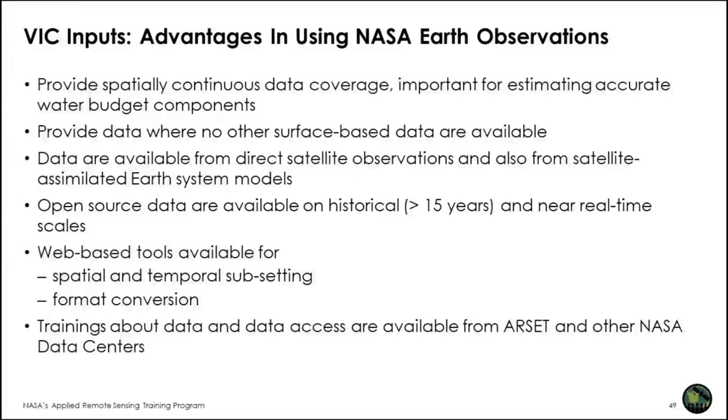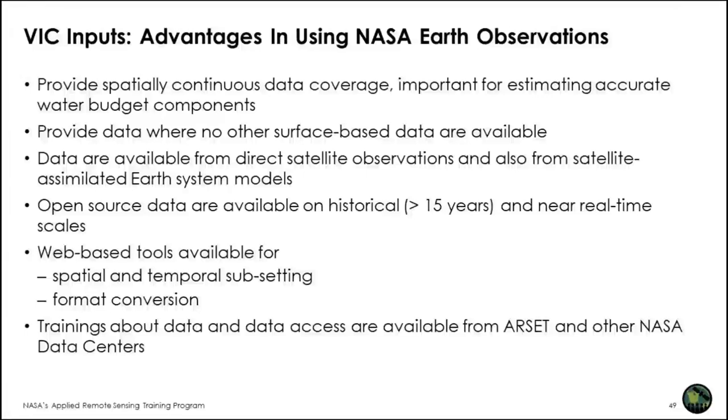First of all, if you were to use just surface data, they can be not uniform, they may not be complete. Look at the Mekong Basin, it is quite big. And if you just have a few surface station data, that would not be representative of the entire basin. So remote sensing provides spatially continuous data. It's gridded already, and it is important for estimating accurate water budget components because you have good spatial and temporal coverage of observations.